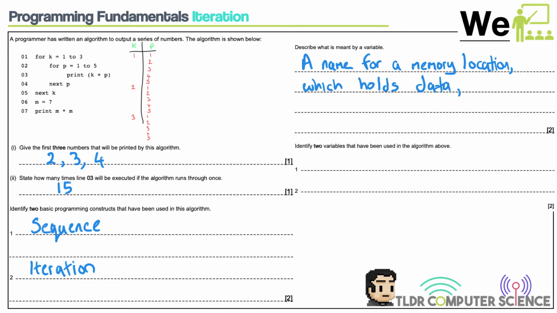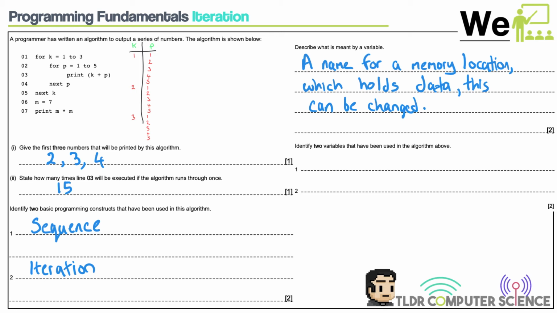Now, so far, that definition is the same for a constant, right? Because a constant is a name for a memory location which holds data. But how can we make it different? Well, the difference with a variable is that it can be changed. This can be changed, or it can vary. Because if it was a constant, it would stay the same.